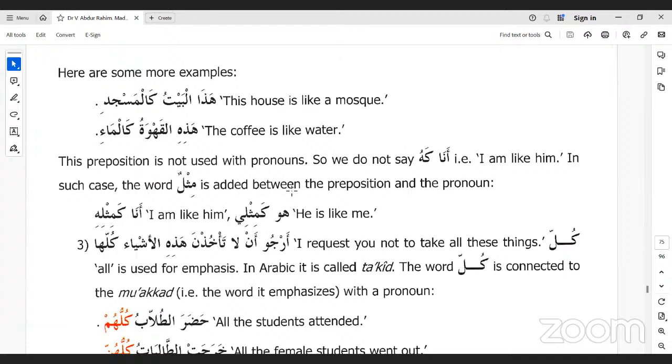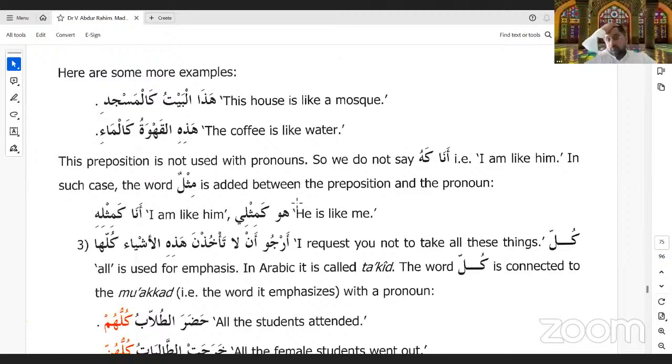This preposition is not used with pronouns. So we do not say أنا كهو, that is, I am like him. In such a case, the word mithl is added between the preposition and the pronoun. أنا كمثله. I am like him. هو كمثلي. He is like me.